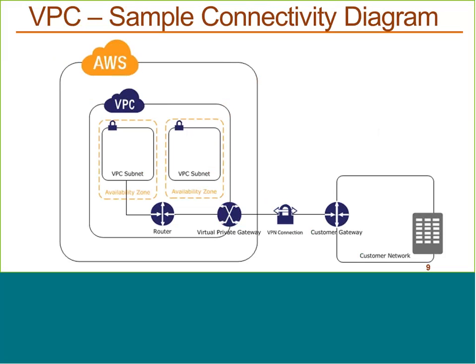Inside the VPC, it can have its own virtual private gateway. This is a service provided by Amazon. You can have your own routing service. Again, this is a service provided by Amazon. You just need to configure it. Then this diagram is showing 2 different subnets in 2 different availability zones.